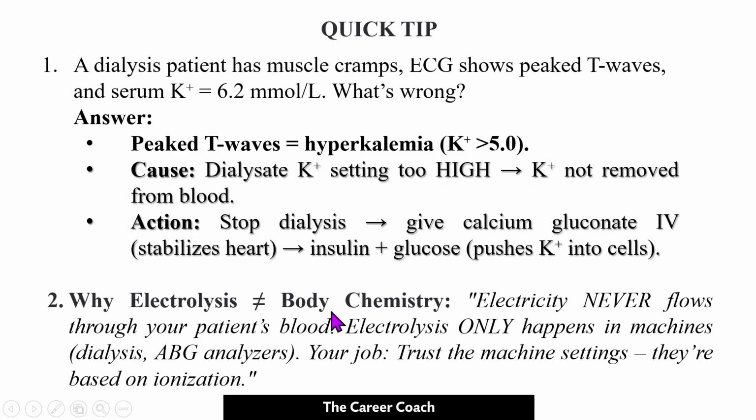Electrolysis is not equal to body chemistry. Why is electrolysis not equal to body chemistry? Electricity never flows through your patient's blood. Electrolysis only happens in machines, dialysis and arterial blood gas analyzers. Your job is to trust the machine settings. They are based on ionization. So when we talk about electrolysis, understand that you have to work on the dialysis machine to ensure that they give the accurate level of electrolytes.